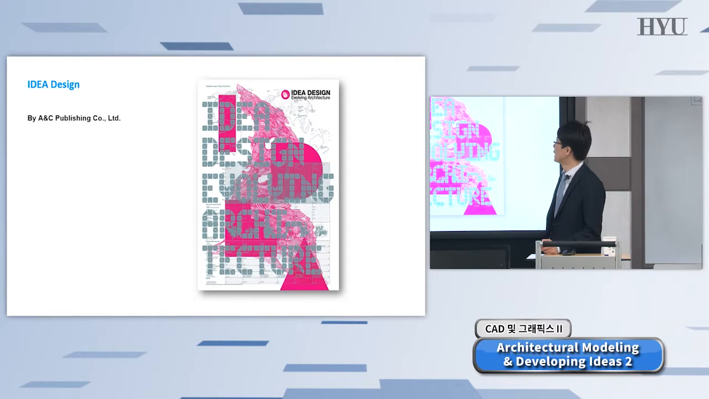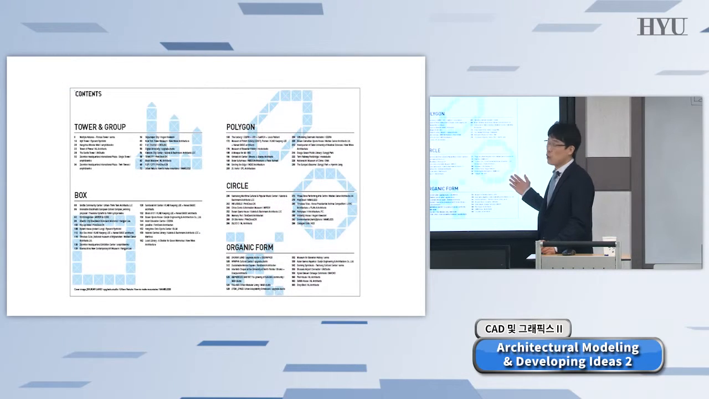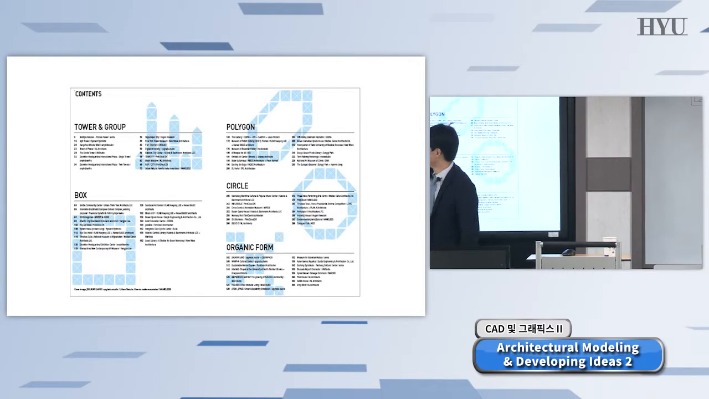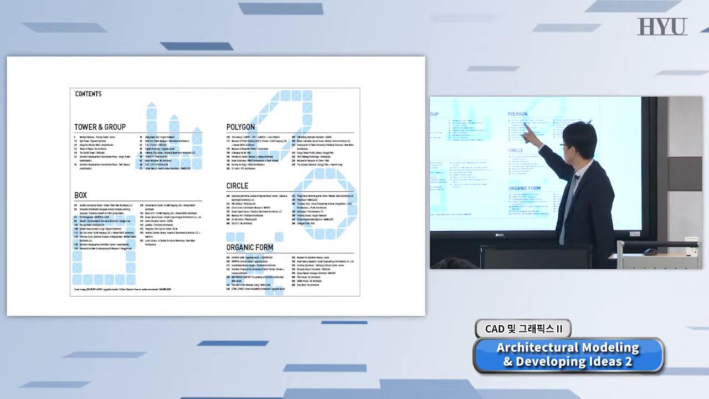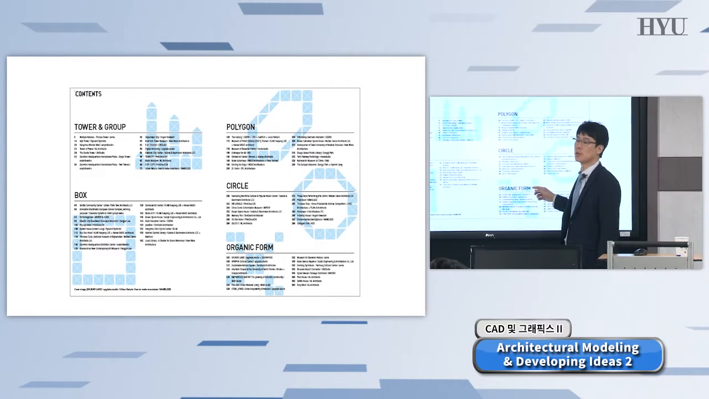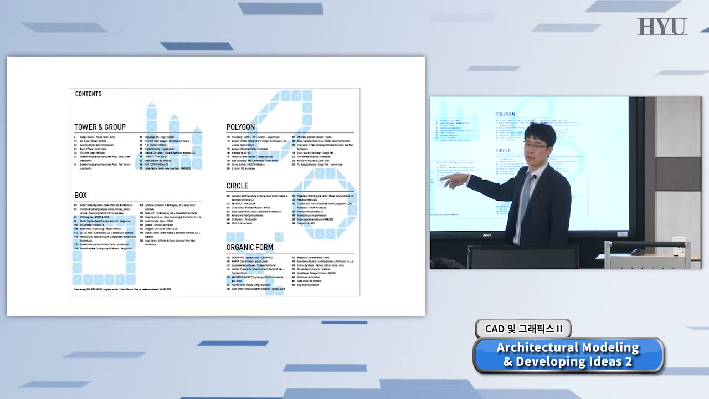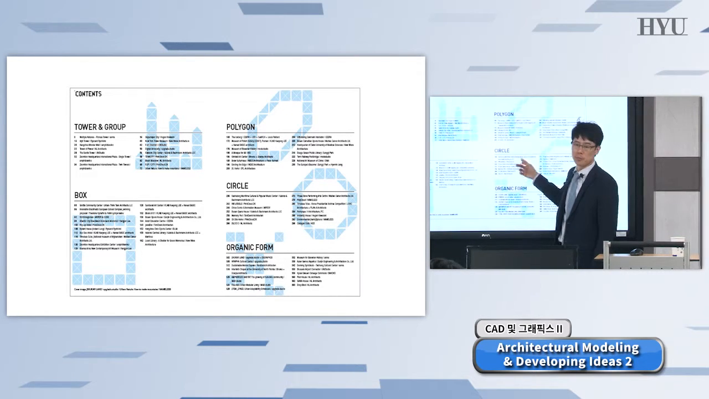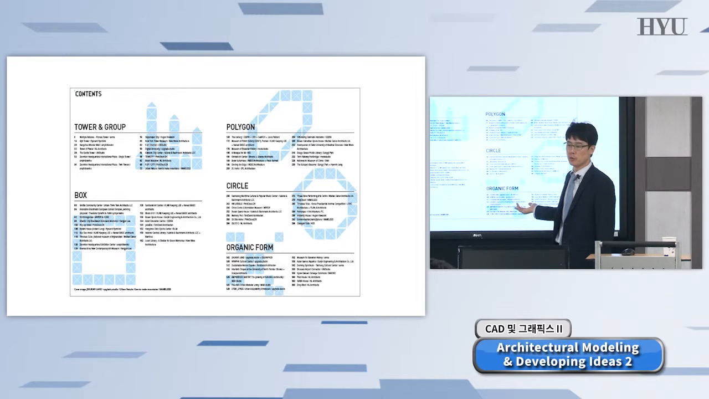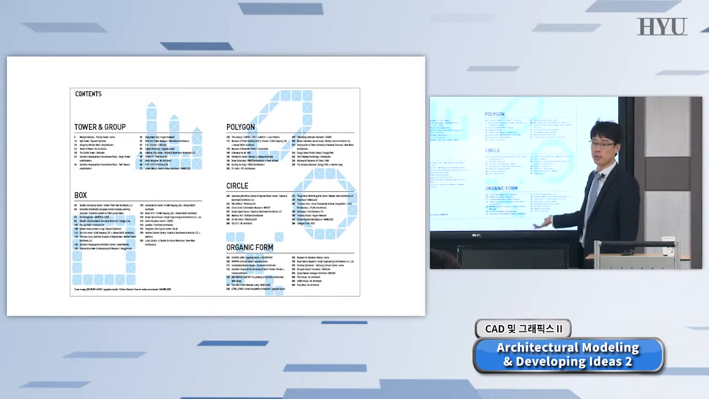But based on this Idea Design Book, I'd like to show you some examples of how to display and visualize their concepts, their ideas. This kind of book, of course, has a table of contents. Let's take a look at the contents of this Idea Design Book. It has tower and group, box, polygon, circle, and organic form categories. What do those categories mean? The geometric shape of the building or design or any type of ideas.